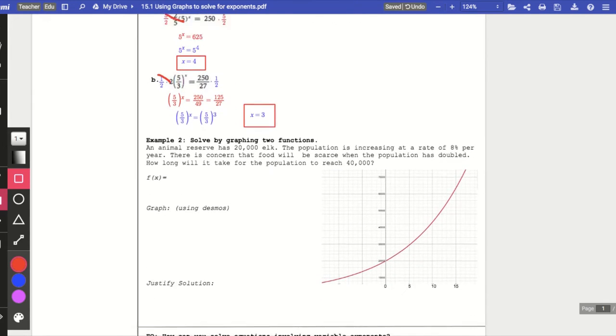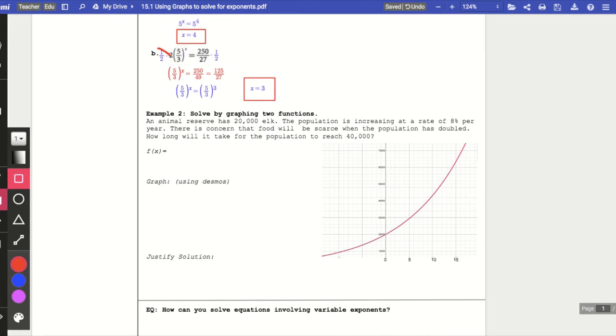Okay. And in this example, we're finally matching up with the title of our notes. We're going to solve by graphing 2 functions. An animal reserve has 20,000 elk. The population is increasing at a rate of 8% per year, and there is concern that food will be scarce when the population has doubled. How long will it take for the population to reach 40,000? This is where we're going to be using a graphing calculator, identifying a function, and trying to figure these out.